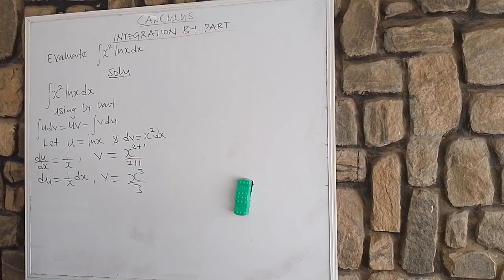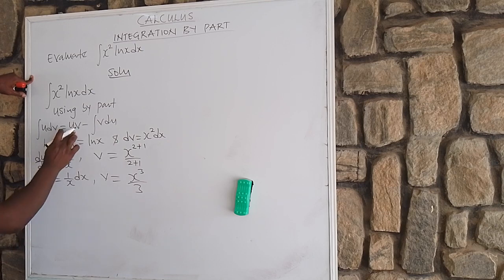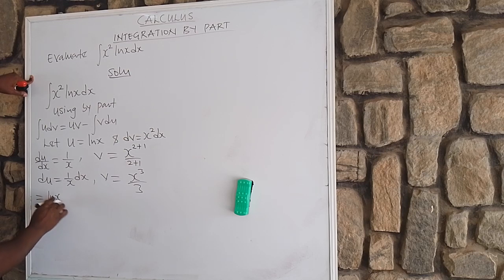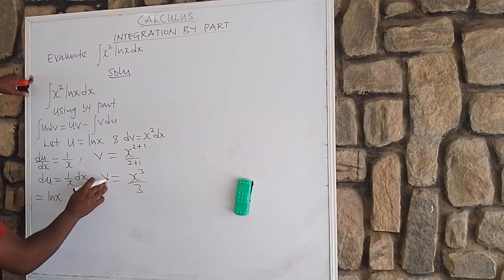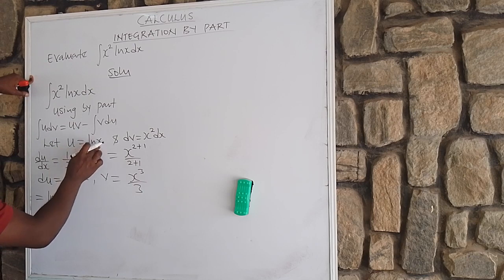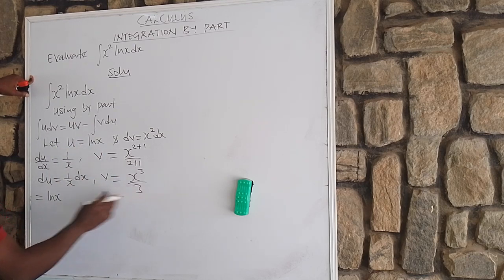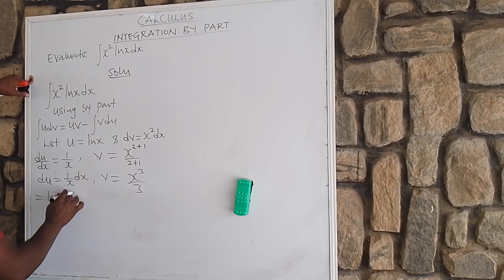So now we are going to substitute it here. If we substitute, this is equal to ordinary u times v. Our ordinary u is ln x, and our v is x raised to the power 3 over 3.